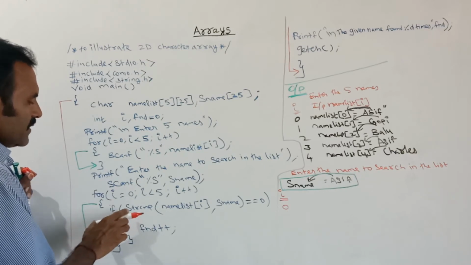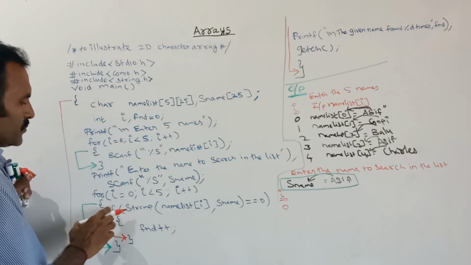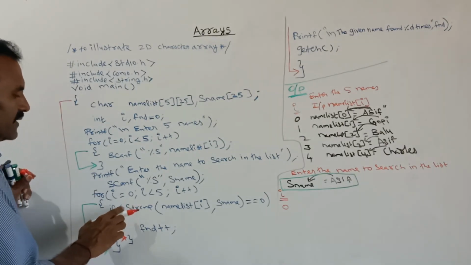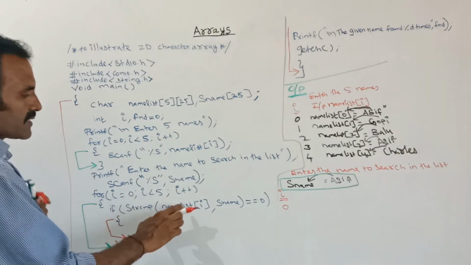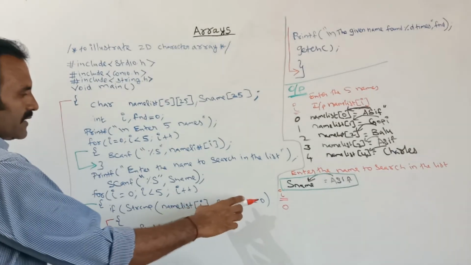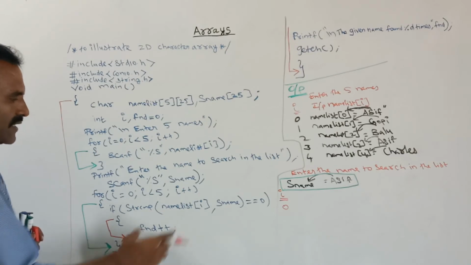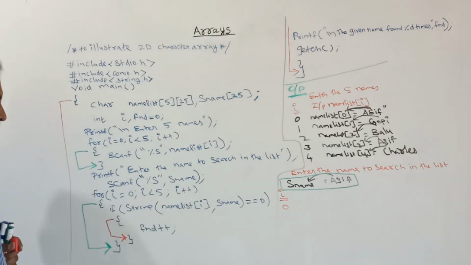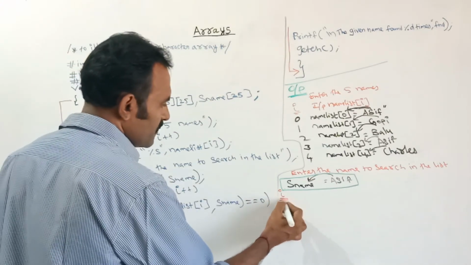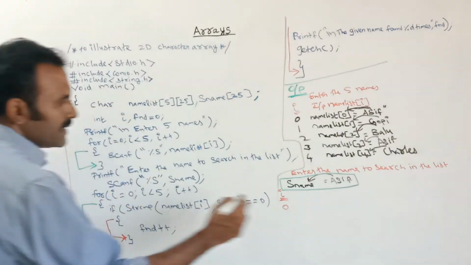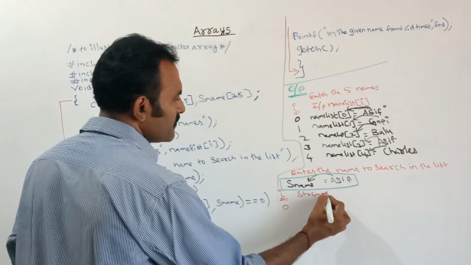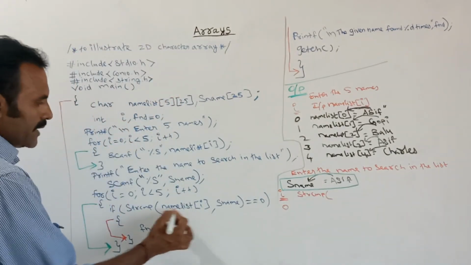Inside the for loop, I am using one if condition. With the help of this if condition, I am checking whether the string compare of name list of i and sname are equal. If they are equal, it will return the value 0, otherwise it will not return the value 0. So here this is the iteration value, the for loop value i. Next, here string compare: I am comparing the name list of i.